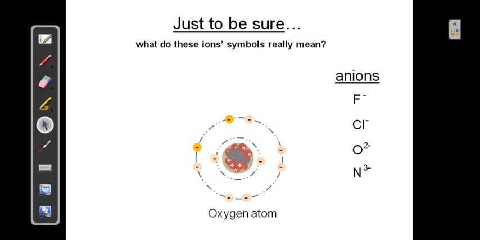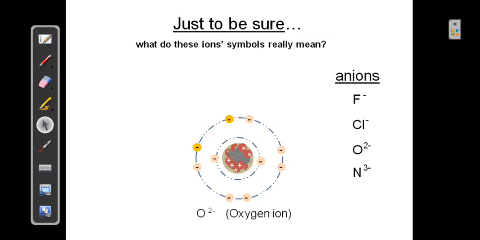So it achieved its octet status, but did oxygen really become a noble gas? No. Oxygen instead becomes an ion. When you look at the symbol here, it's written as O2 negative. What does it mean? It has 2 protons less than the electrons it has.